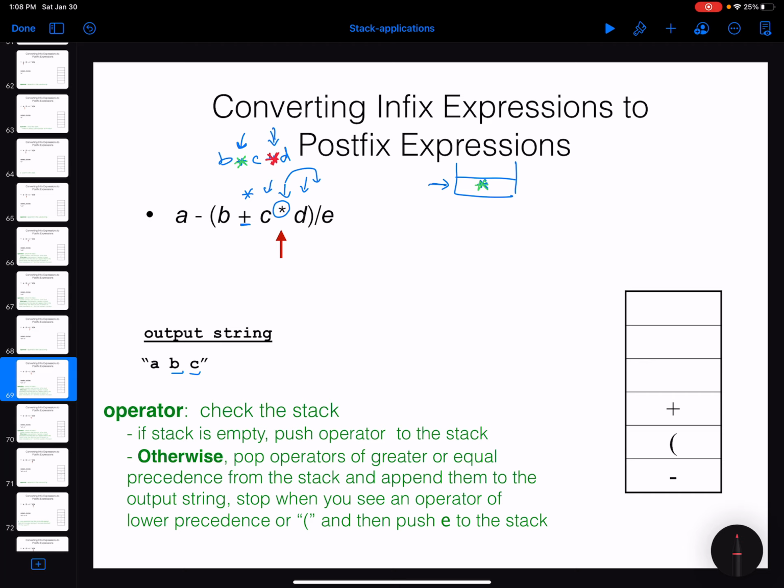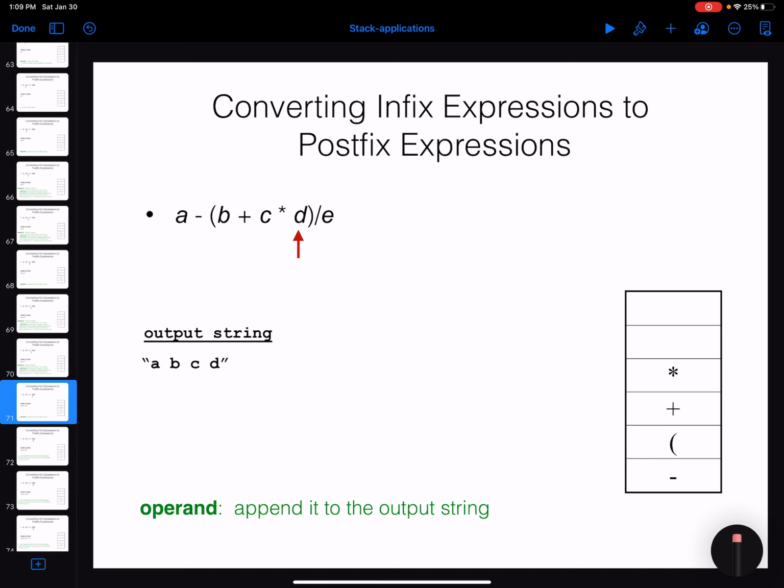But in this example, the one which is on top of the stack is going to be a plus, which has a lower precedence. So I'm not going to pop that because that plus should be applied after you applied the multiplication. Okay, so I'm not going to touch anything. What I'm going to do is just push the multiplication to the stack as well. Now let's see what would happen next. The next token that I have is going to be an operand. Again, what you are doing is just adding it to the output.